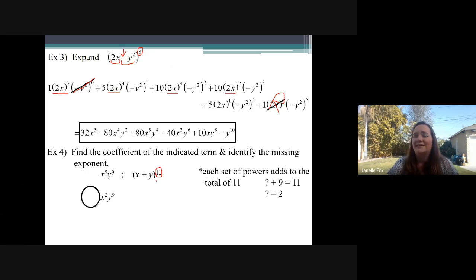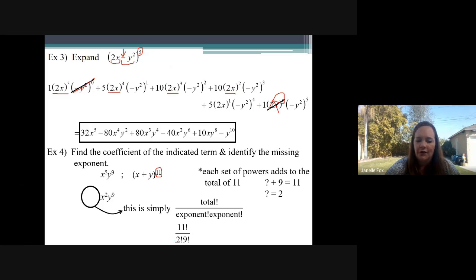Okay, so it's actually really easy. What you can do is just take your 11 factorial over each one of these exponents factorial. So that's what the coefficient's going to be. It's actually just going to be 11 factorial over 2 factorial, 9 factorial.